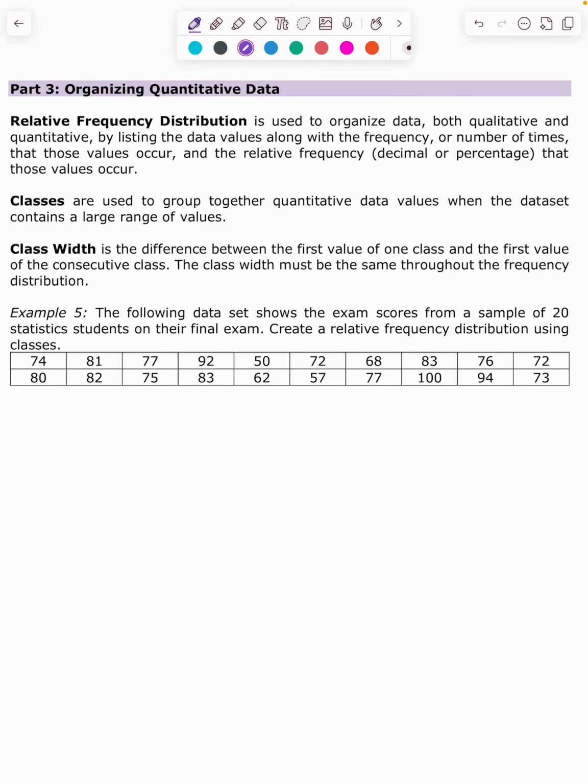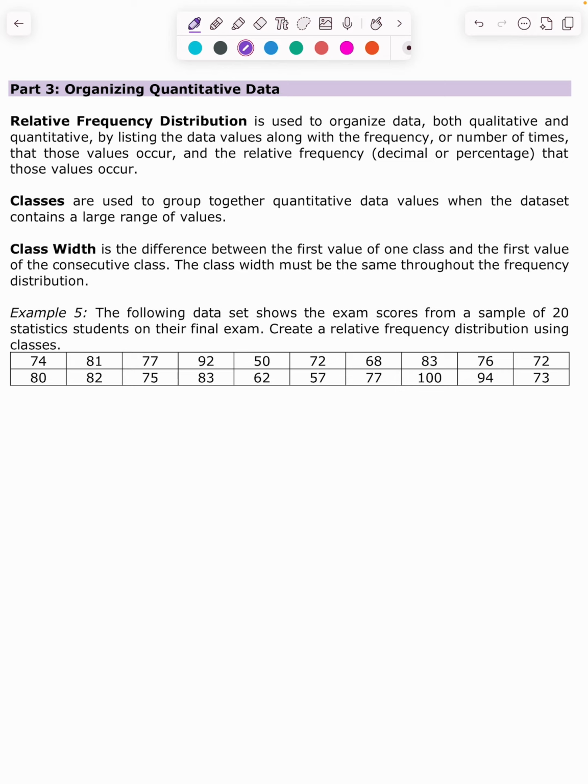Now we're going to go ahead and take a look at how we can organize quantitative data using the same idea of a relative frequency distribution. So again, relative frequency distributions are used to organize both qualitative and quantitative data by listing the data values that we see with the frequency and the relative frequency, which is a decimal or percentage, that the values occur.